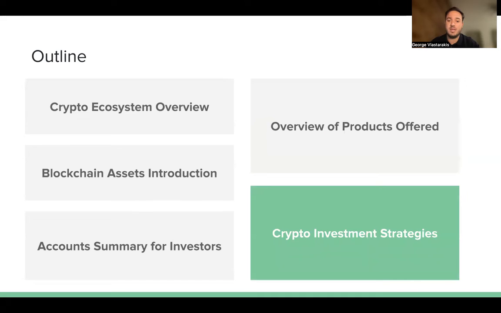Lastly, we will share the main points relating to the investment strategies currently relevant and applicable in this product space.